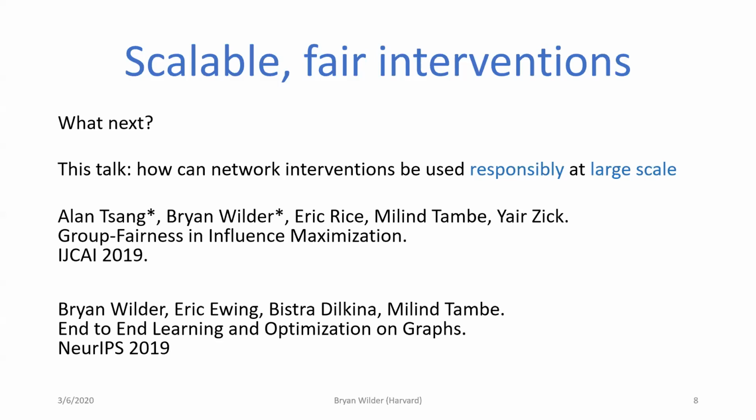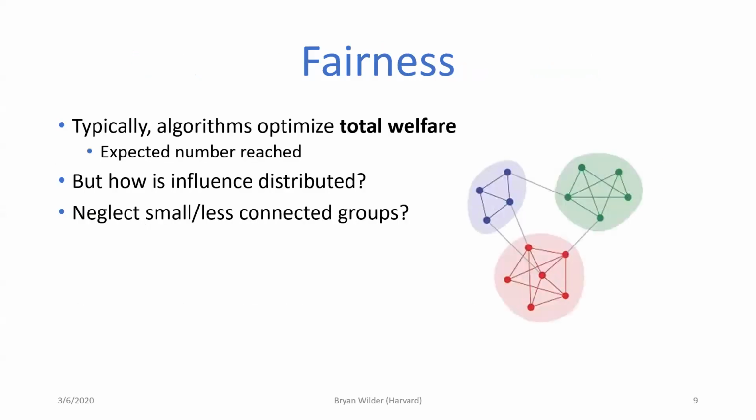So with that, I'll dive into the first part of the talk here, which is about fairness and influence maximization. So here, typically algorithms for influence maximization optimize total welfare, right? Defined as the expected number of people that are reached by the intervention. But this neglects questions about how influence is distributed across the network. And in particular, you might worry that people in smaller or less well-connected groups would be less likely to get information than people in bigger or more well-connected groups.